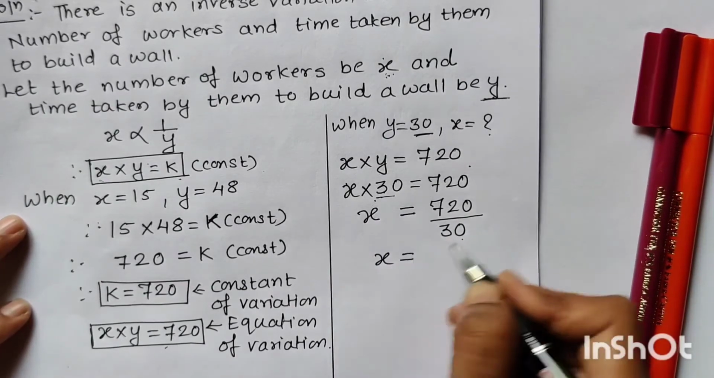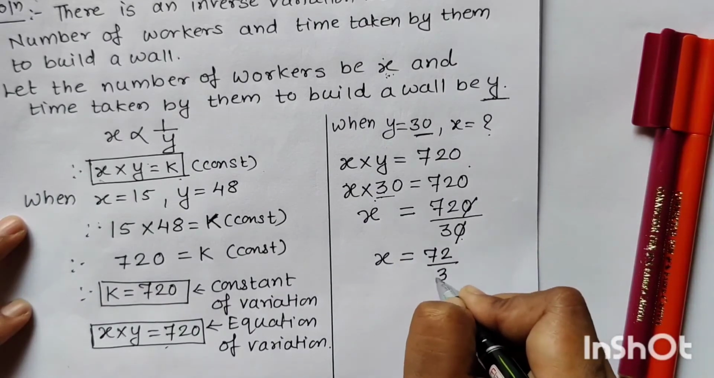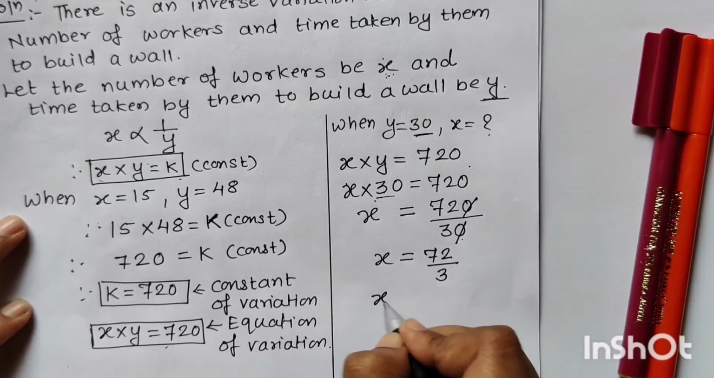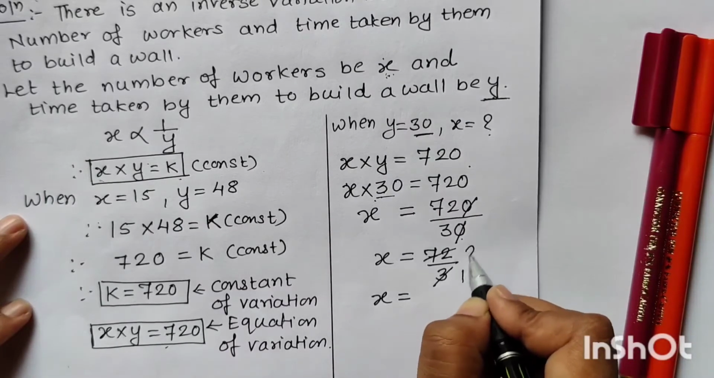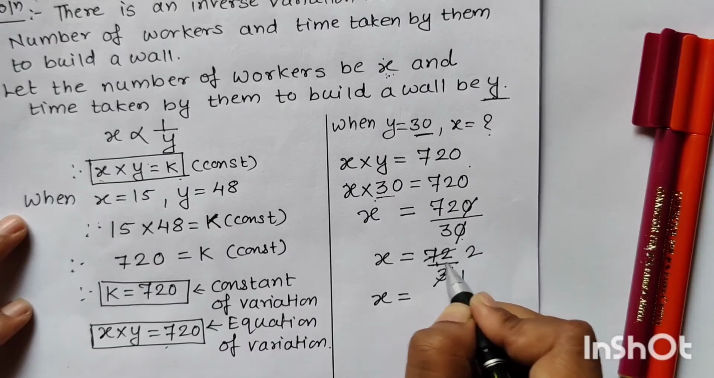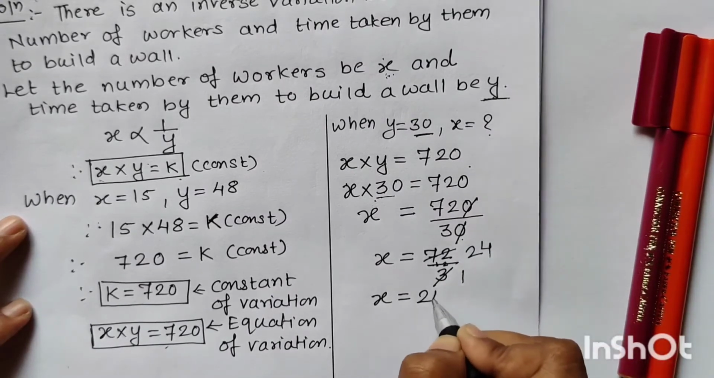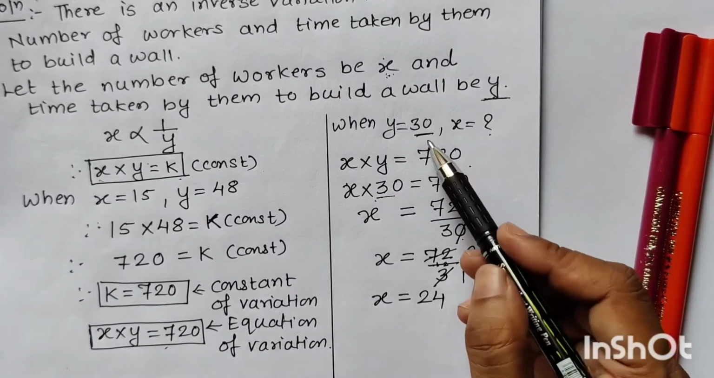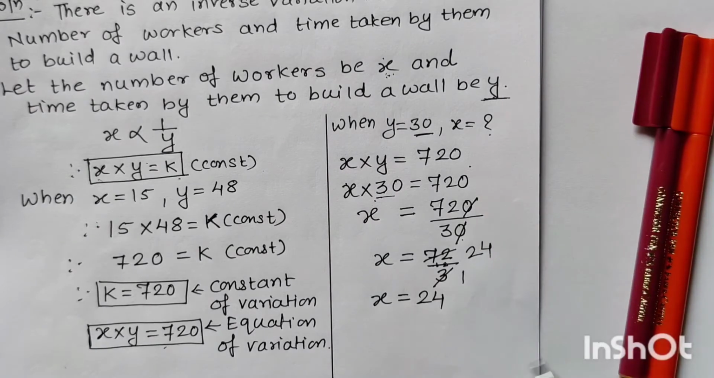Now X is equal to, this 0 and 0 get cancelled. We are getting 72 upon 3. 72 divided by 3. Divide it. 3 ones are 3. 3 twos are 6. 7 minus 6, 1 remaining. This 2 makes 12. 3 fours are 12. So in 30 hours, how many workers are required? 24 workers are required to do the work in 30 hours.